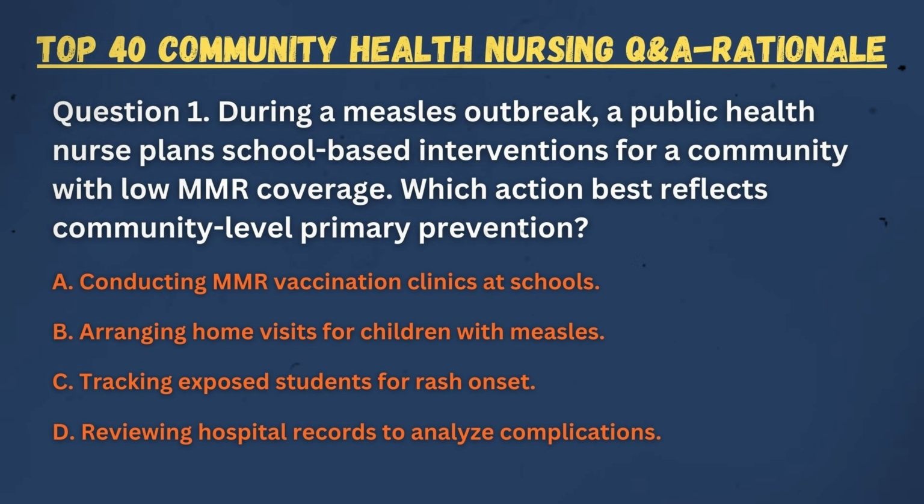Question 1. During a measles outbreak, a public health nurse plans school-based interventions for a community with low MMR coverage. Which action best reflects community-level primary prevention?